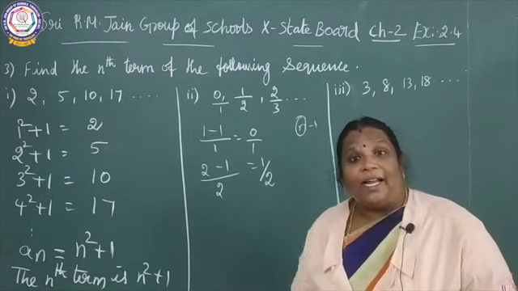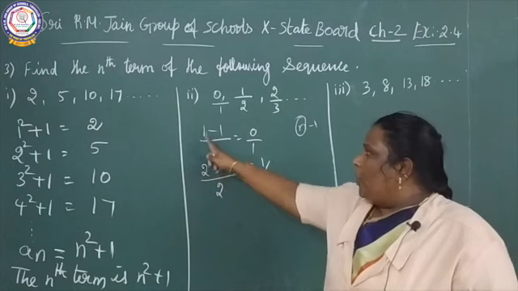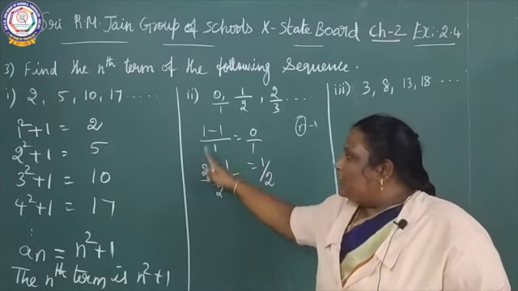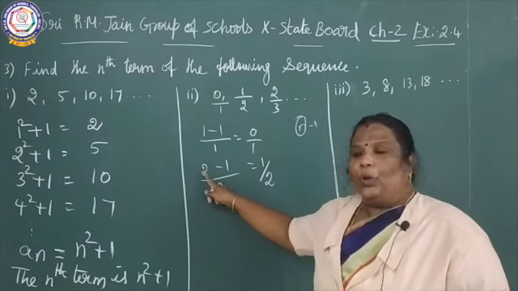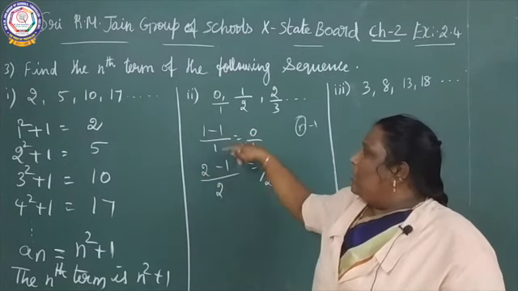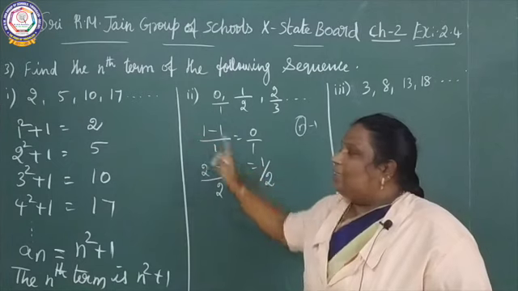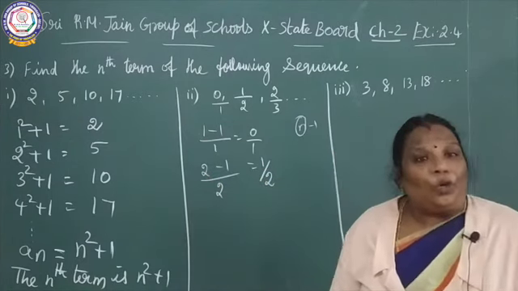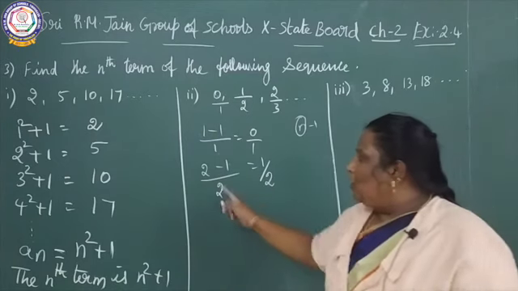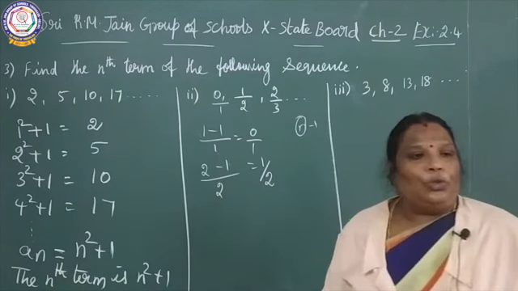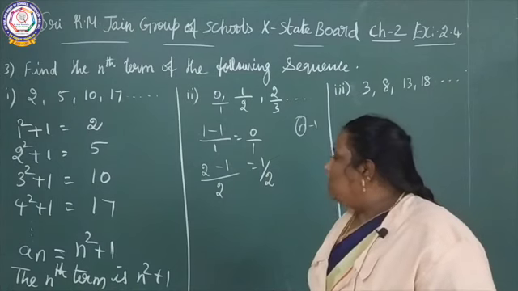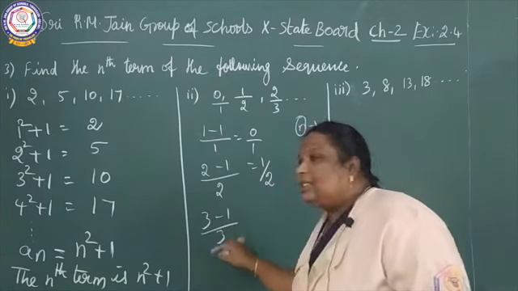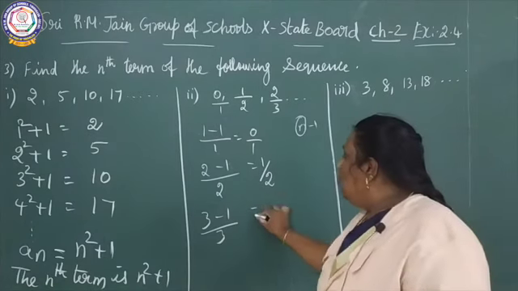What is the natural number? It starts from 1. So 1 minus 1 by 1 equal to 0 by 1. Next, what is the next number? Next number is 2. 2 minus 1 by 2. You should not change the numerator pattern, you can change the n value only. So 2 minus 1 by 2, that is 1 by 2. 3 minus 1 by 3, because this is the n value.